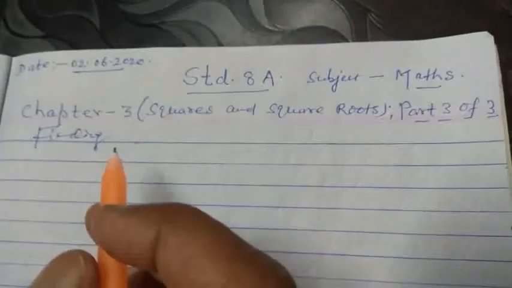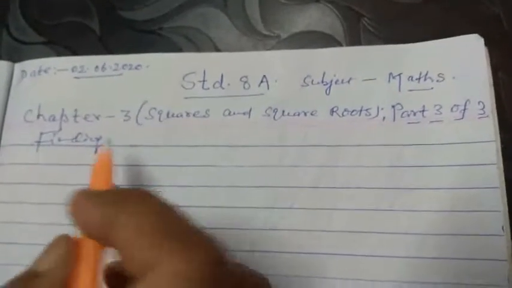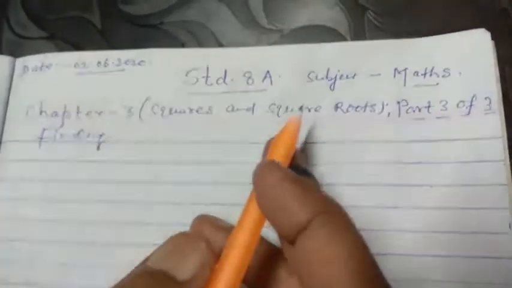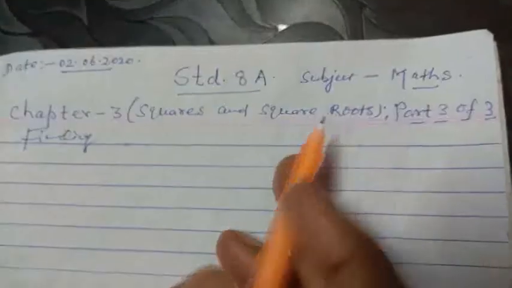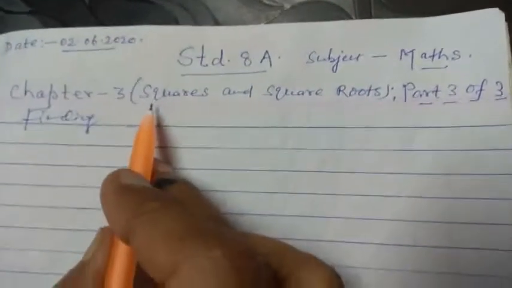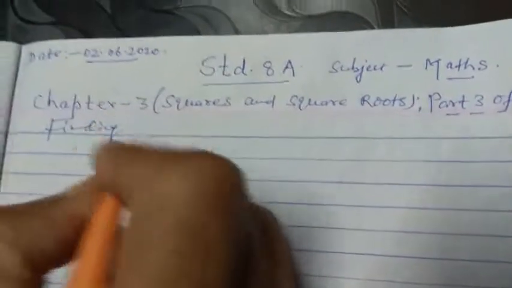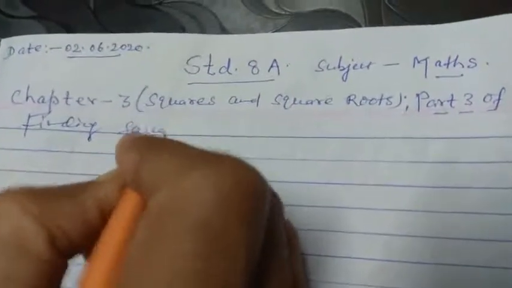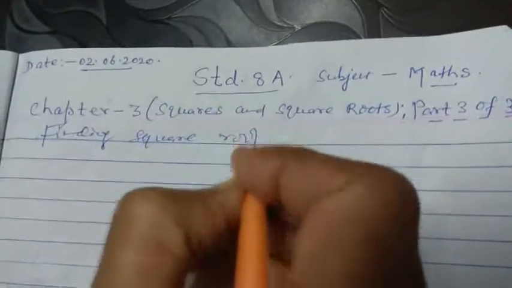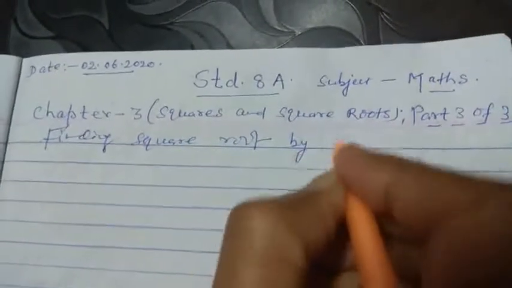Students, today I am going to start the rest part of chapter 3, part 3 of 3. Chapter name is squares and square roots. Finding a square root by division method.